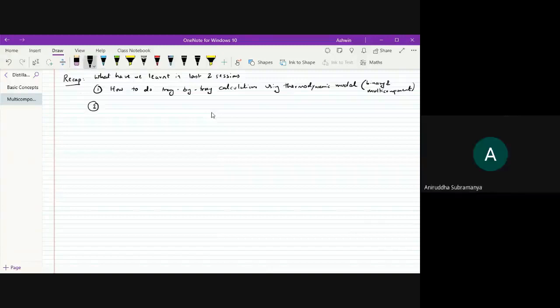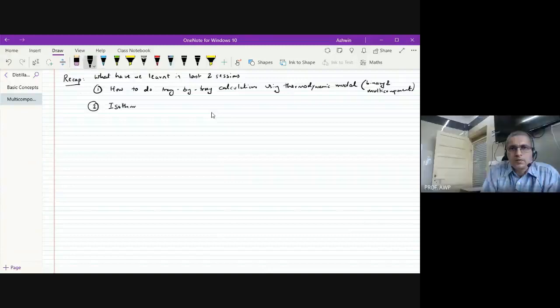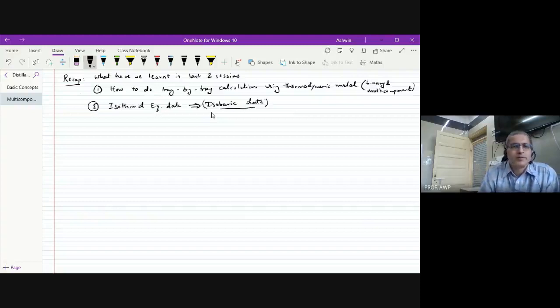Converting isothermal equilibrium data into isobaric equilibrium data. Okay, so isothermal equilibrium data to convert to isobaric data. All right, great. Because isobaric data is what we need for distillation columns and things like that.